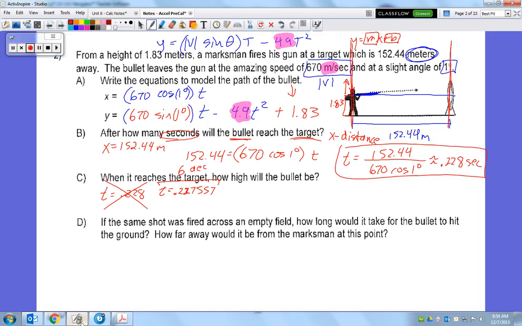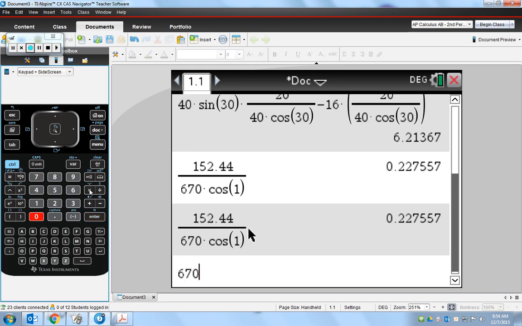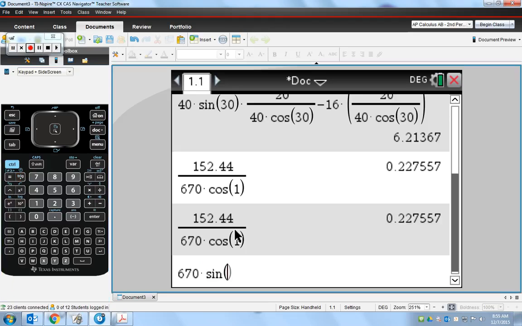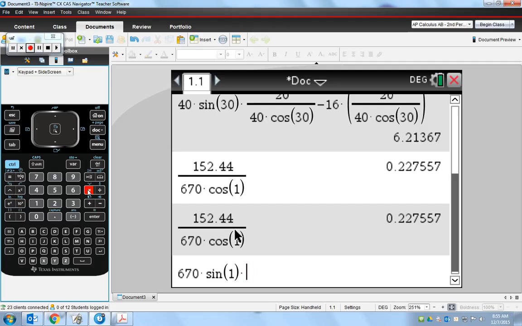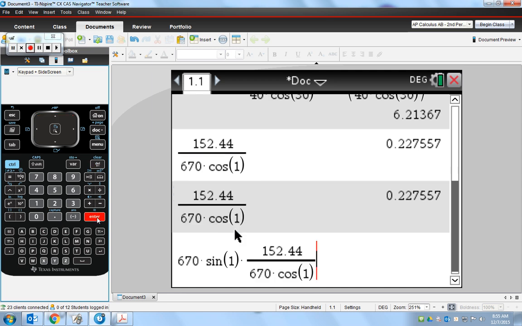Okay, so how high will the bullet be? Let's go ahead and put this into the y equation. So I'm going to put this here for t and here for t. Let me go ahead and solve this out. 670 times the sine, because we're dealing with the y value, of 1 degree, times, now I'm going to use 0.227557 because it's 6 decimals. Well, actually, look at that. There are a lot more decimals when I grab it like that. But I'm only going to use the 6. You know what? For the sake of time, I will just go up and use this exact.